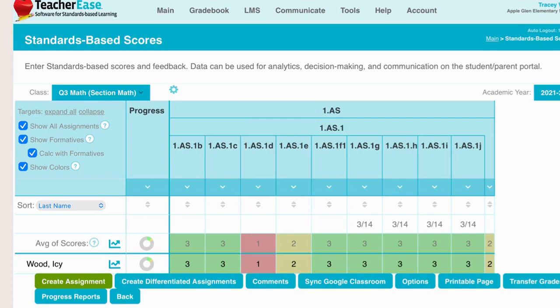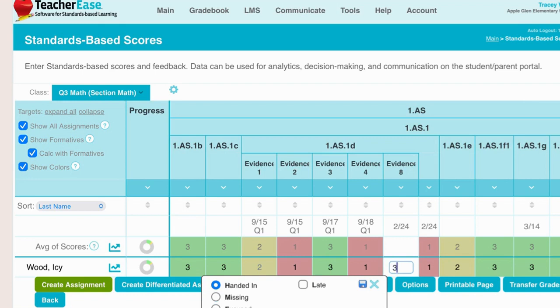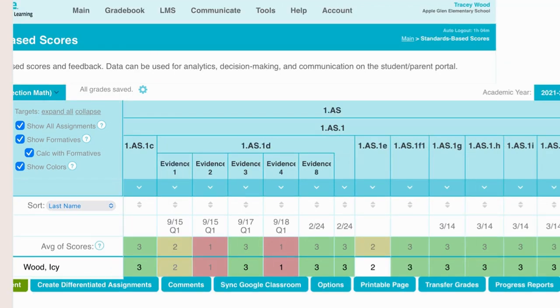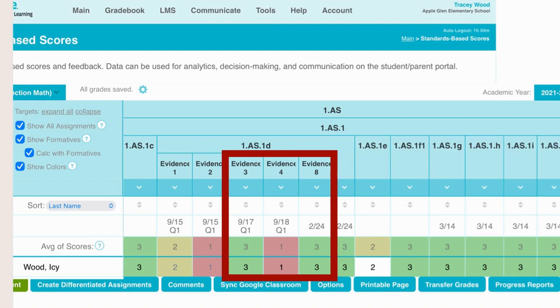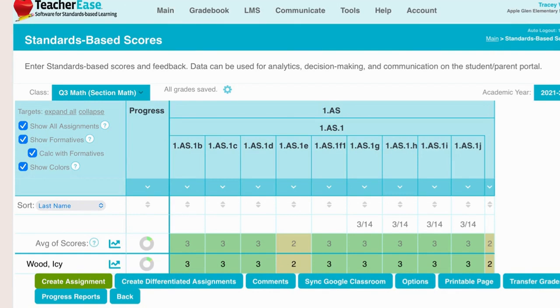We could, at this time, go in and add more evidence. So here we have a missing piece of evidence, evidence 8, which was taken here in the third quarter. And if I enter a score for this student, you can see that based on the most recent 3 pieces of evidence, 2 of those are from the first quarter and 1 is from now, 2 of those 3 pieces of evidence are at the score of a 3, and now the student is earning a 3 on this learning target.